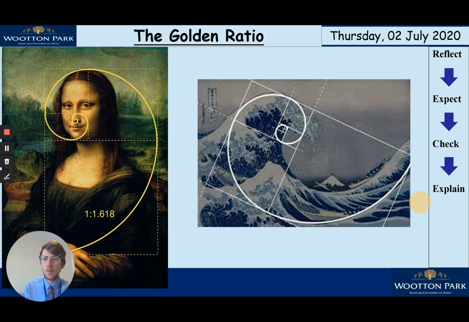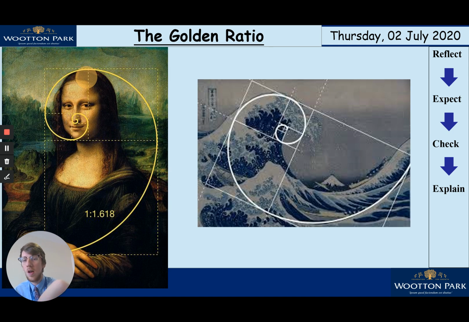So we can see we've got the Mona Lisa here, and you can see that golden spiral, okay? So that golden spiral is increasing at a rate of 1.618. So this width here is 1.618 times this width here. Each time the spiral goes around, it's increasing by a rate of 1.618, and we can see that Mona Lisa's proportions are all within that spiral.